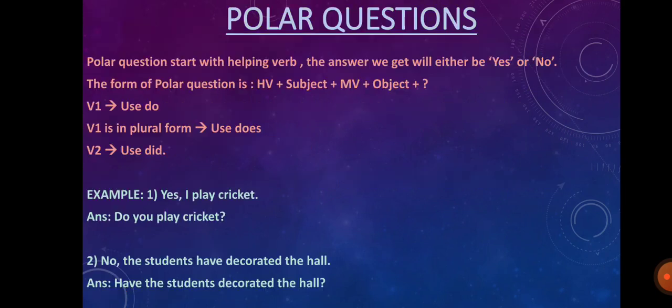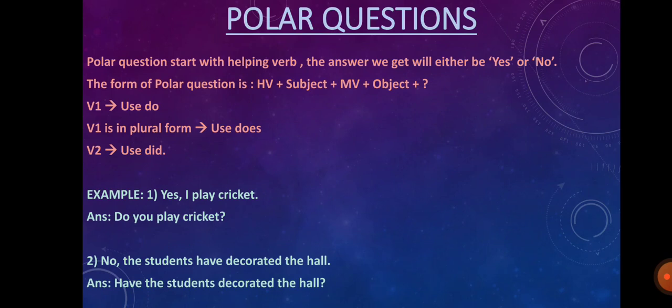We will study about what are polar questions. Polar questions start with helping verb. The answer we get will either be yes or no. The form of polar question is helping verb plus subject plus main verb plus object plus question mark. We had studied about helping verb in the grammar topics. Words which help the main verb are called the helping verbs. So helping verbs cannot stand alone without the main verbs.